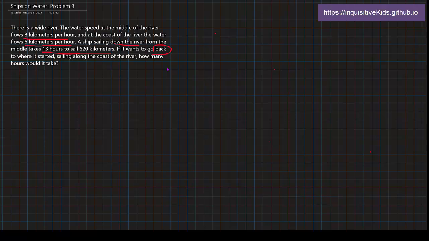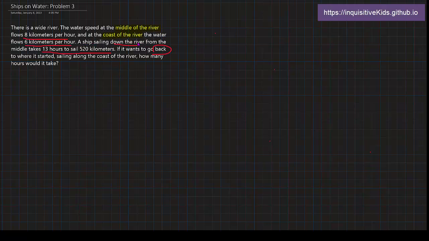Let's reread this problem. There is a wide river. Okay. The water speed at the middle of the river flows 8 kilometers per hour. At the coast of the river. Alright, so now I get it. The middle of the river and the coast of the river. The water flows at a different speed.